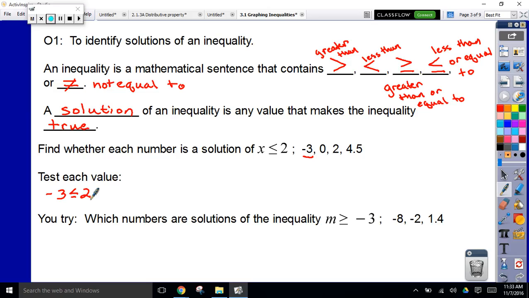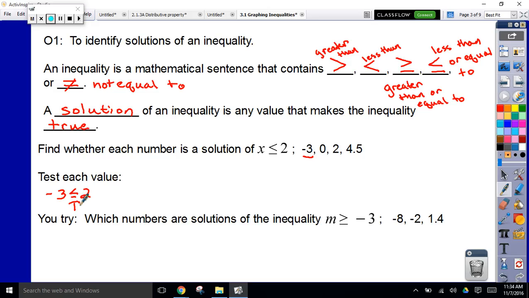It doesn't have to be less than and equal to. It just has to be less than or equal to. So if it's less than or if it's equal to, it's true. Is -3 less than 2? Yeah, it's not equal to, but it doesn't have to be both. It has to be one or the other. So this one is true. So let's write T for true.